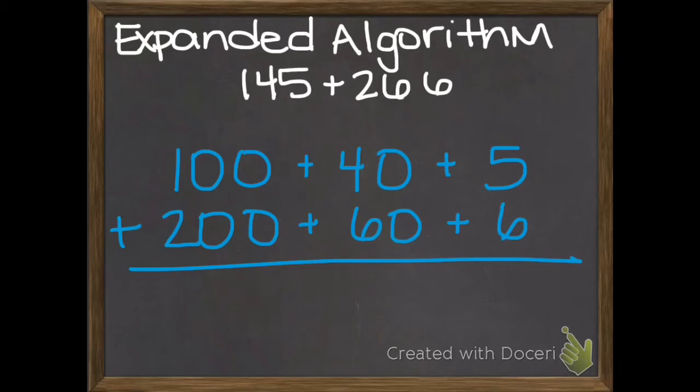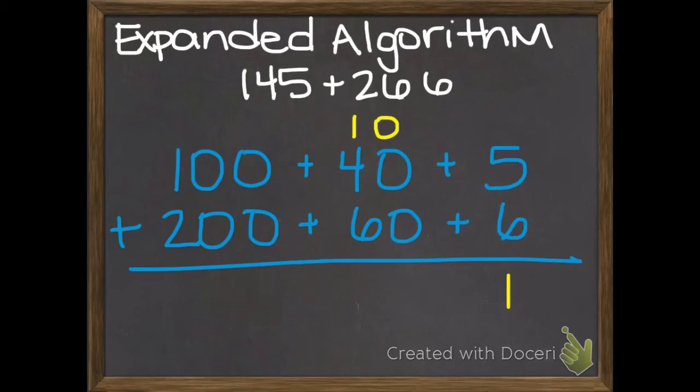Let's get started in our ones place. In the ones, I have 5 and 6. When I add those together, I get 11. But again, I cannot have an 11 in my ones place. So I'm going to have to put 1 here and move 10 here.